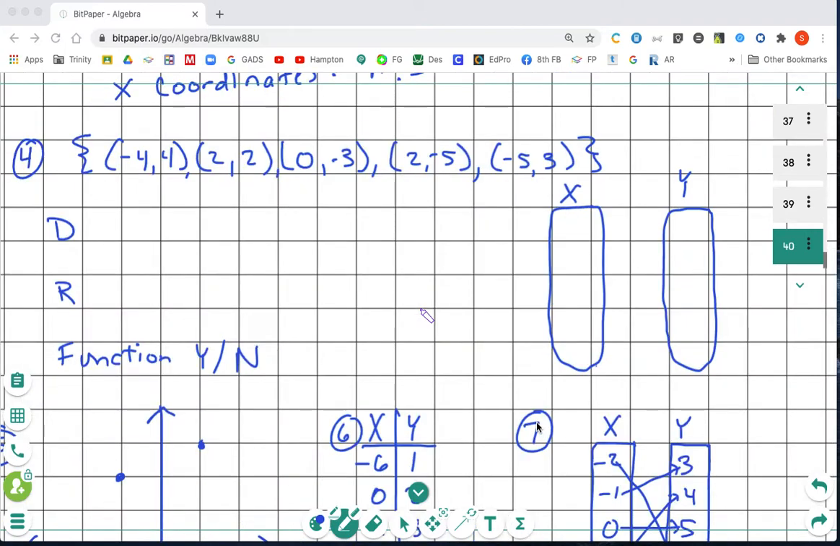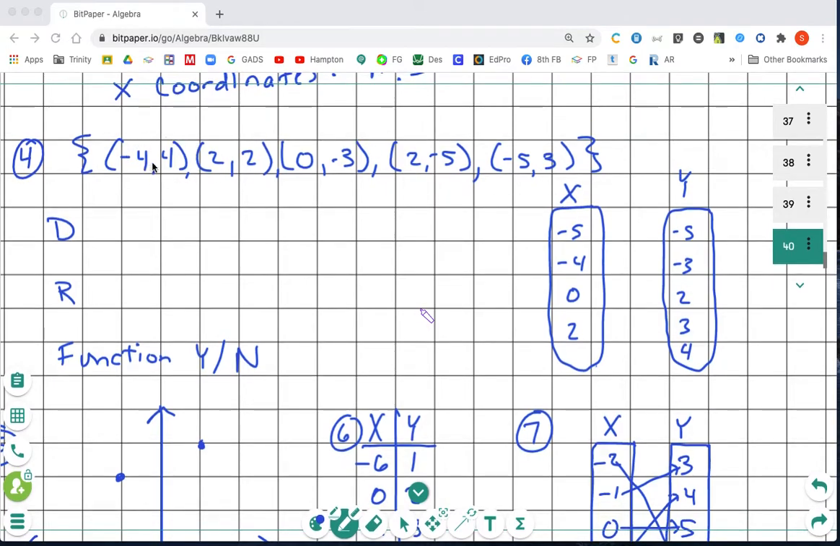All right, number 4, you are given a relation. It's asking for domain, range, and function. The easiest way to answer this question is to map it. The first thing I'm going to do is take a look at my ordered pairs. I'm going to find my x values and put them in least to greatest order. So my x values would be -5, -4, 0, and 2. My y values from least to greatest would be -5, -3, 2, 3, 4.